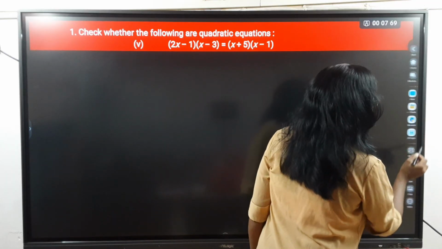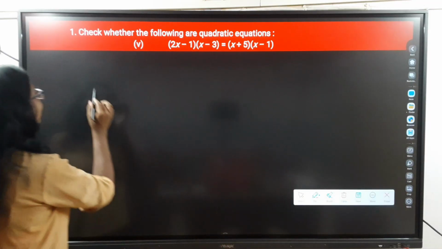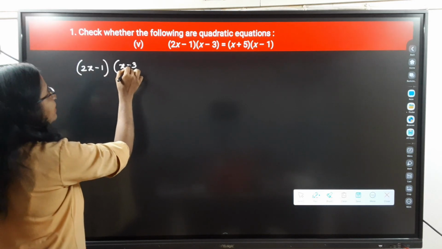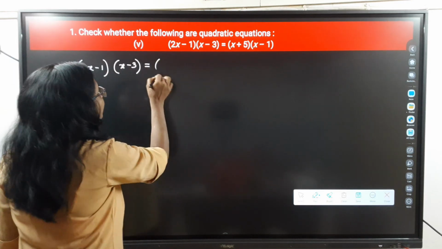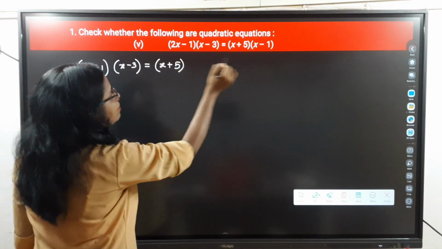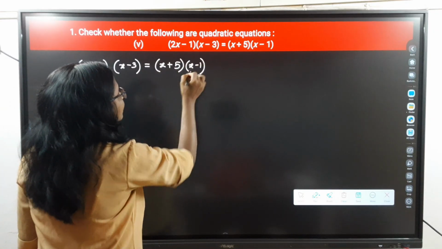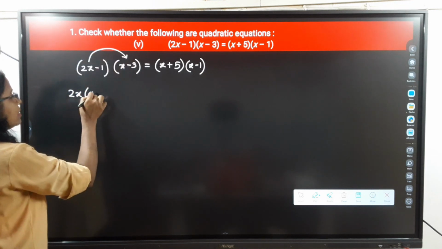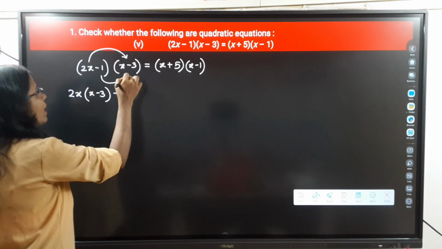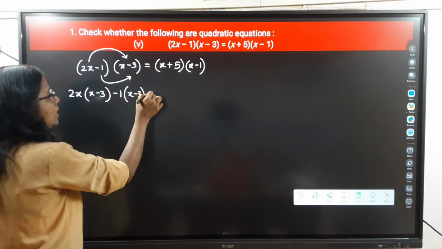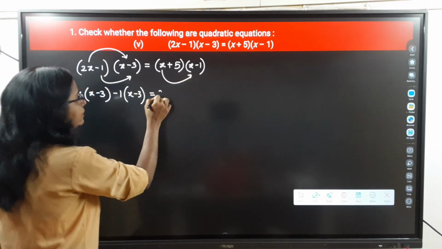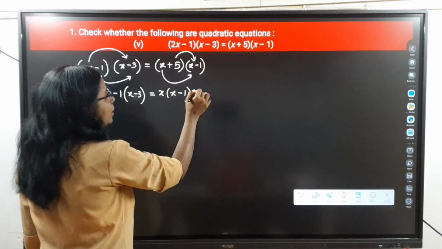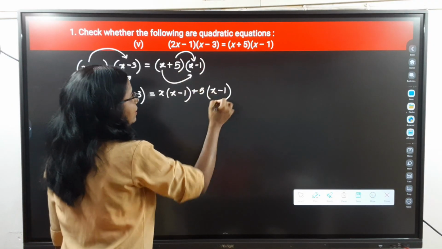Then here first I write down the given equation as it is. So here in the first bracket 2x minus 1, in the second bracket x minus 3, which is equal to, in the first bracket x plus 5, in the second bracket x minus 1. So here further simplified. So 2x multiplied x minus 3 minus 1 multiplied x minus 3 is equal to x multiplied by x minus 1 plus 5 multiplied x minus 1.